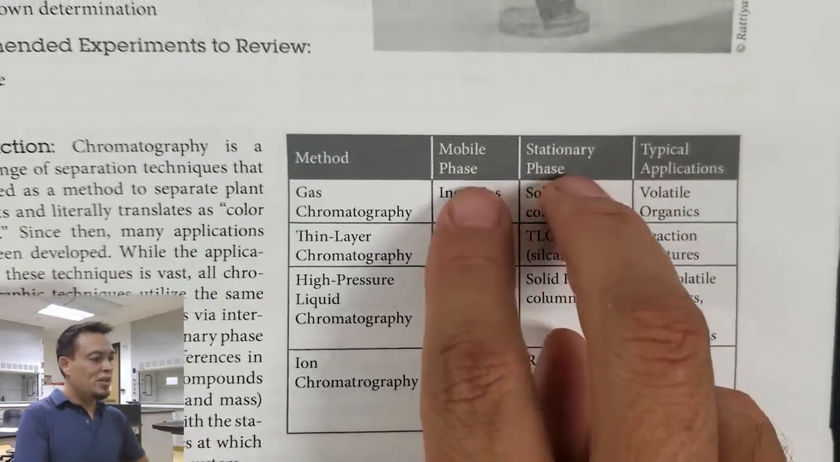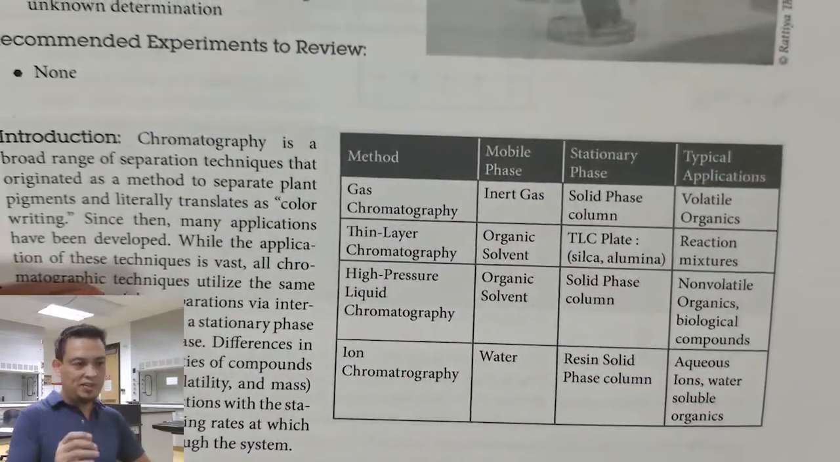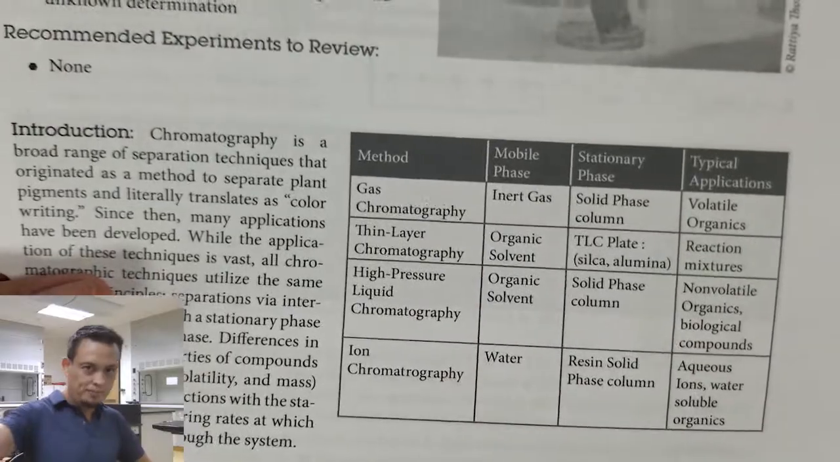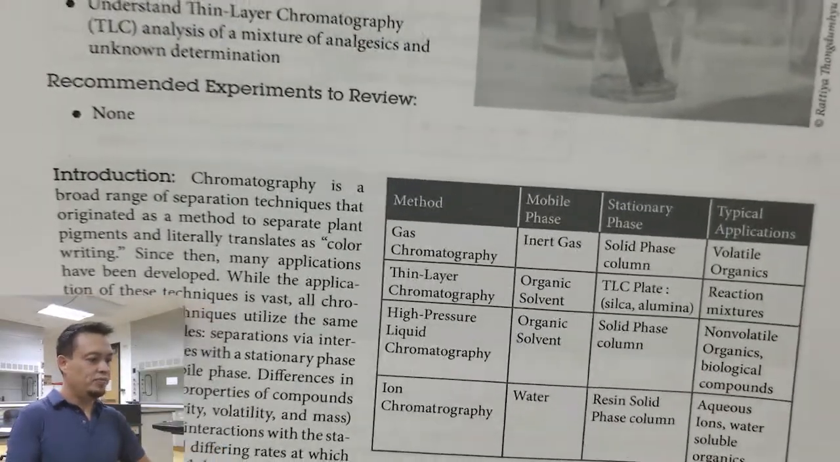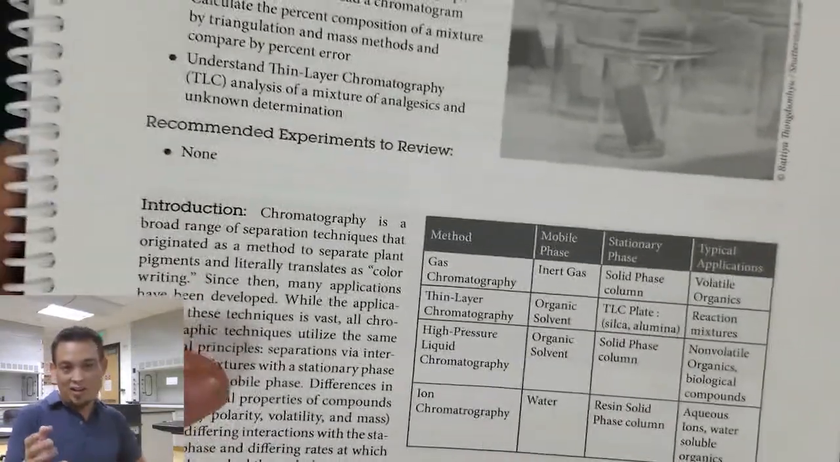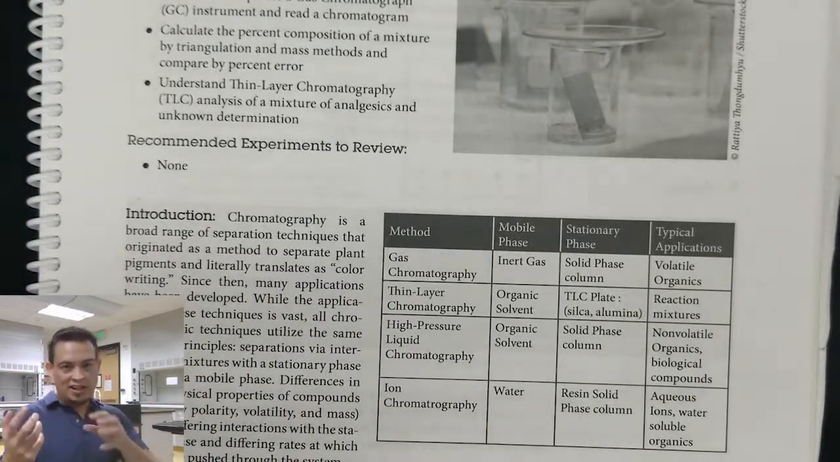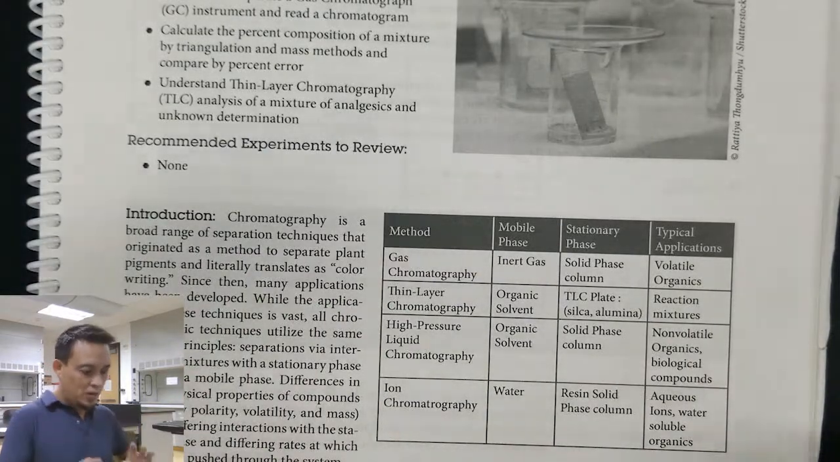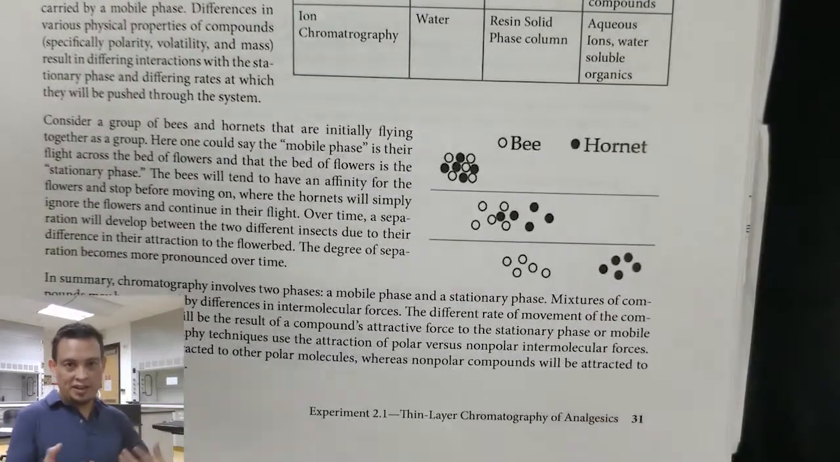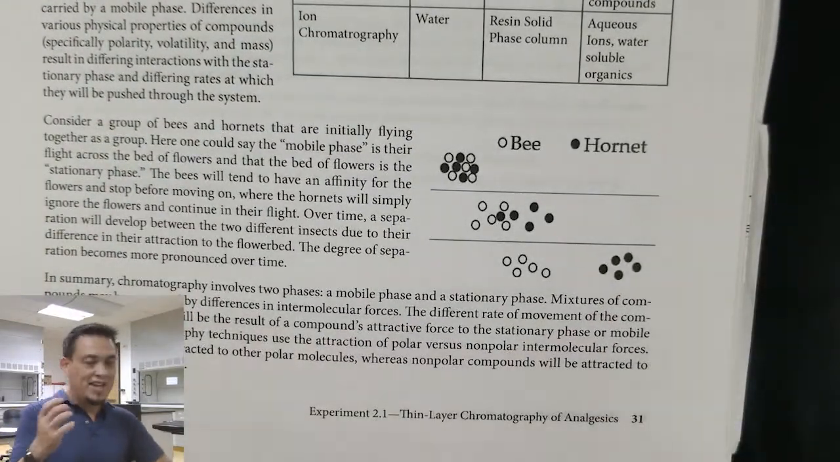So essentially what it is, a mobile phase is something that's pushing stuff through your system. And a stationary phase is something that your analytes, your compounds of interest, can kind of adhere to. It works out that because compounds have different physical and chemical properties, they may interact with the stationary phase at different rates.